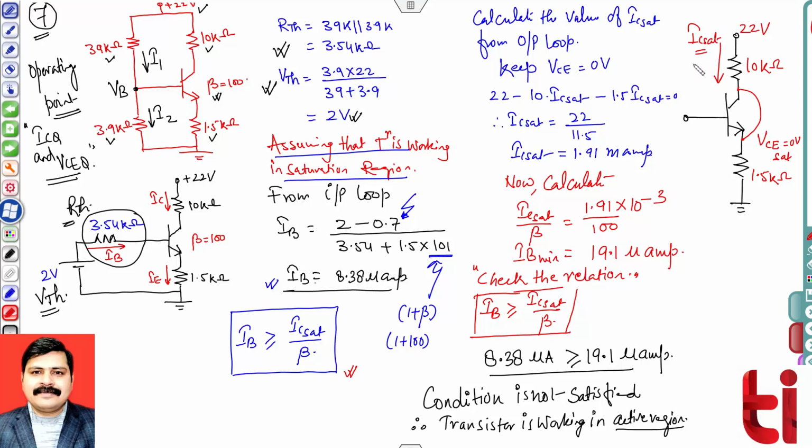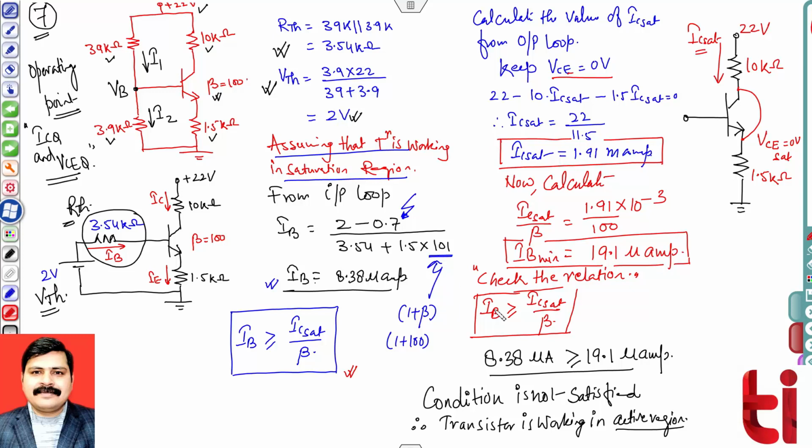Now apply KVL to the output loop, keeping VCE sat equal to 0 as not given. So 22 minus 10 I sat minus 1.5 into I sat. I have calculated that my saturation collector current equals 1.91 milliampere. With this, I have calculated that my minimum value of base current is 19.1 microampere. So the notion over here is the minimum base current required for a transistor to work in saturation region is 19.1 microampere.